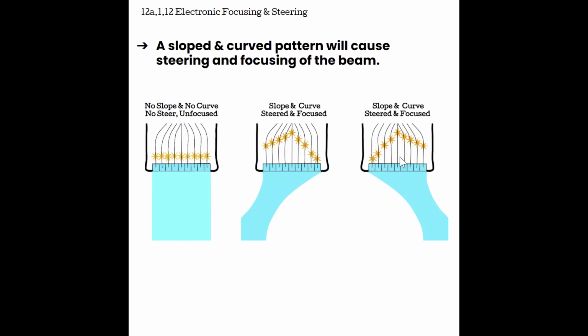Outermost to outermost, there's a difference in timing. So connect the two, draw a line straight out from it, and you're going to see that this is a focused, steered beam to the right. And this is how most transducers are going to operate. There's going to be some sort of curve to the pattern and some sort of slope to the pattern to create beams that are both focused and steered throughout the image.